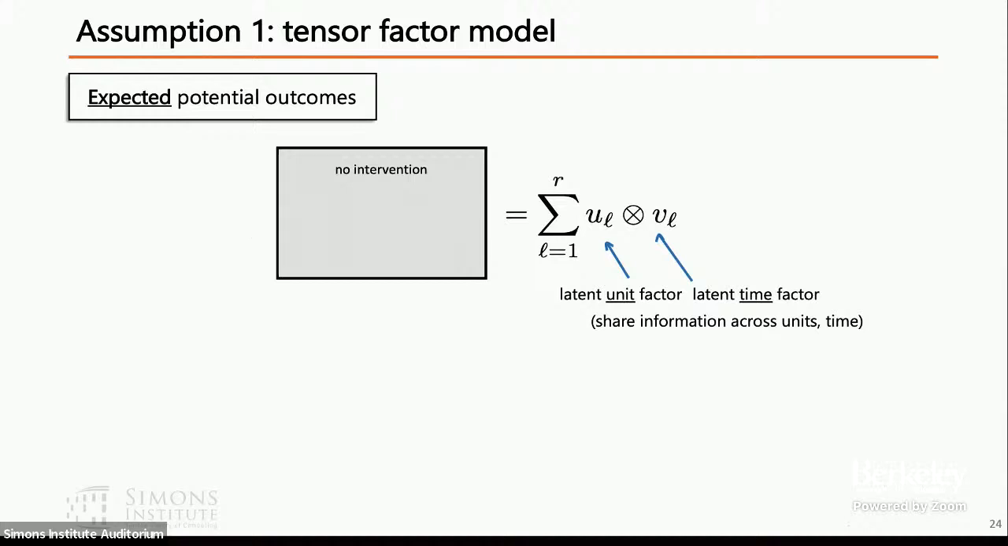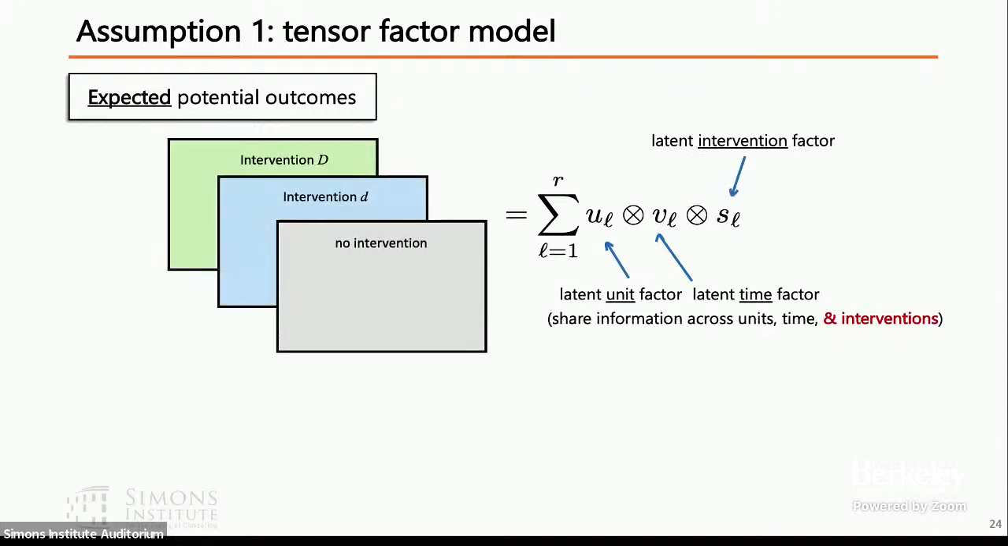The first assumption is what I call a tensor factor model. In synthetic controls, the general structure you require is that the first slice of that tensor, the no intervention slice, is low rank. This is a low dimensional unit factor and a low dimensional latent time factor that give you that matrix. That's what lets you share information across units and time. But if you want to share information across interventions as well, then you need the tensor to be low rank. Here R refers to the CP rank of this tensor, the canonical polyadic rank. So now you have a latent factorization across interventions as well.